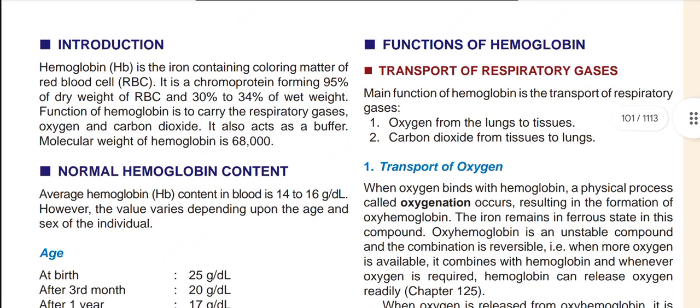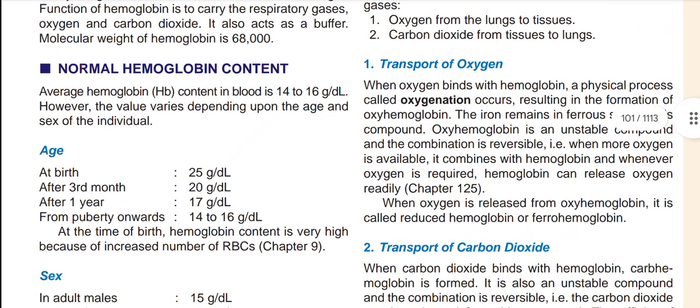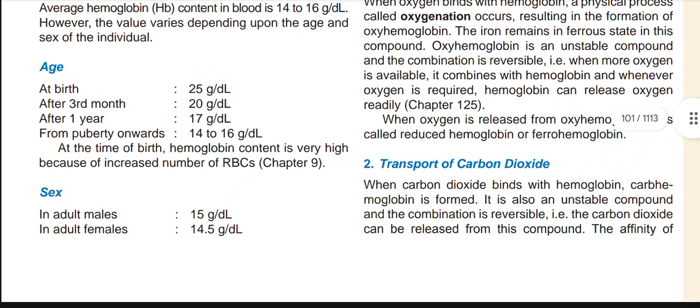Now normal hemoglobin content. Average hemoglobin content in the blood is about 14 to 16 gram per dl, and the value varies depending upon the age and sex of the individual. At the time of birth, it is 25 gram per dl. Third month, 20 gram per dl. After 1 year, 17 gram per dl, and from puberty onwards, 14 to 16 gram per dl. At the time of birth, hemoglobin content is very high because of the increased number of RBC.